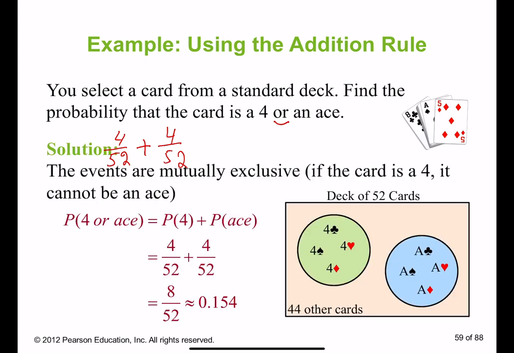Here it is. 4 out of 52 plus 4 out of 52, and you get 8 out of 52, 0.154, which will be a 15.4% chance that you will pull a card and it will be a 4 or an ace. Okay?